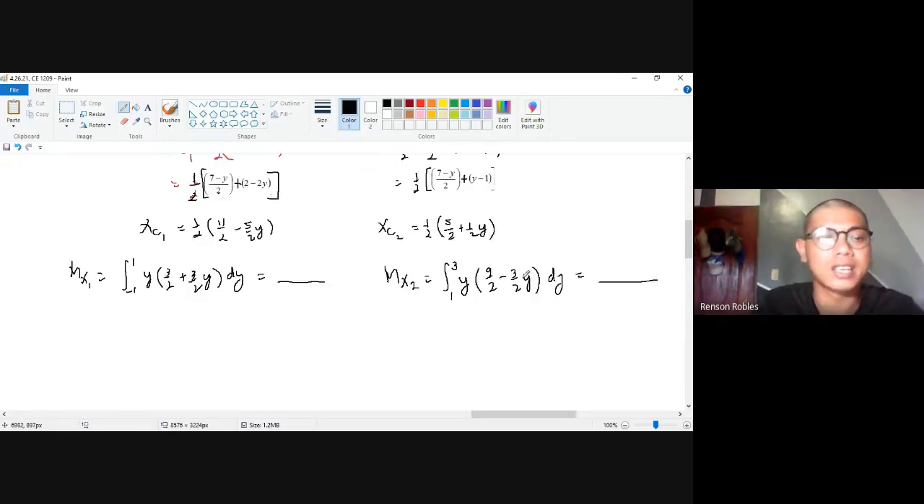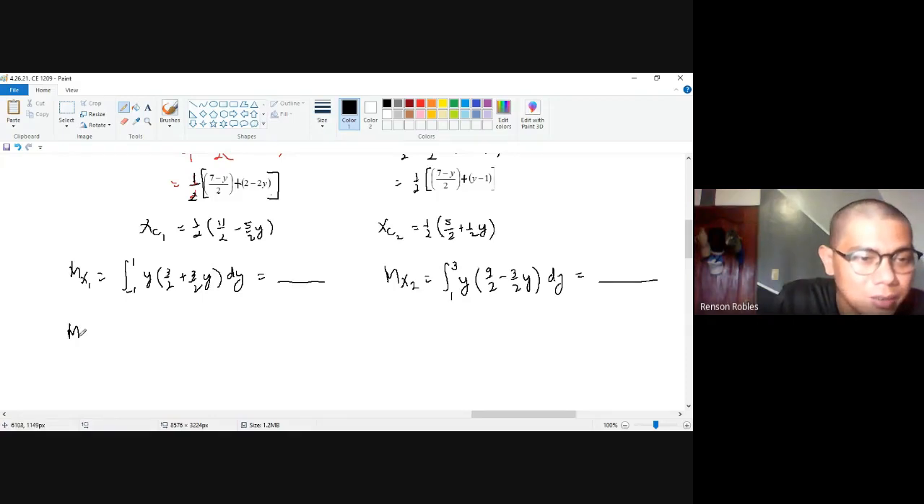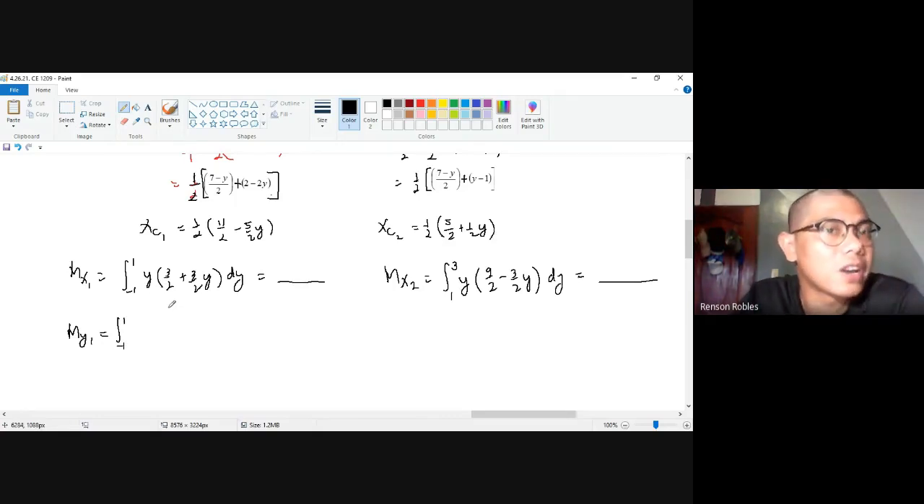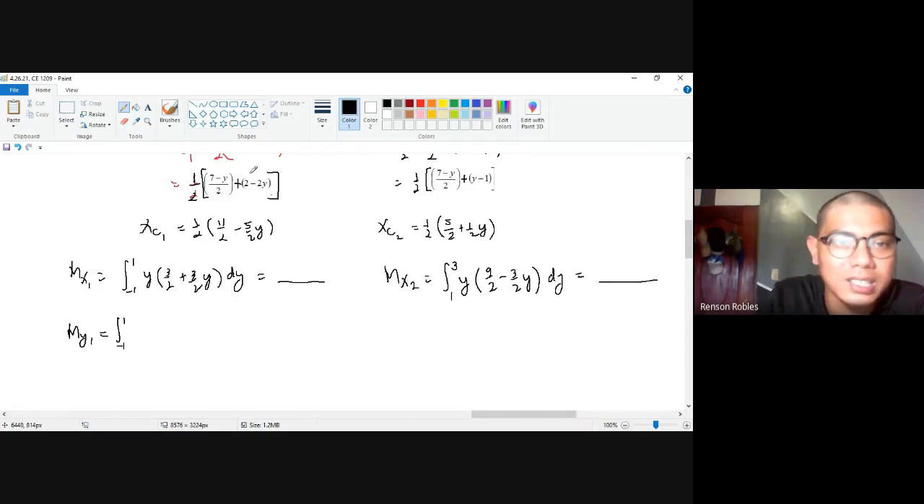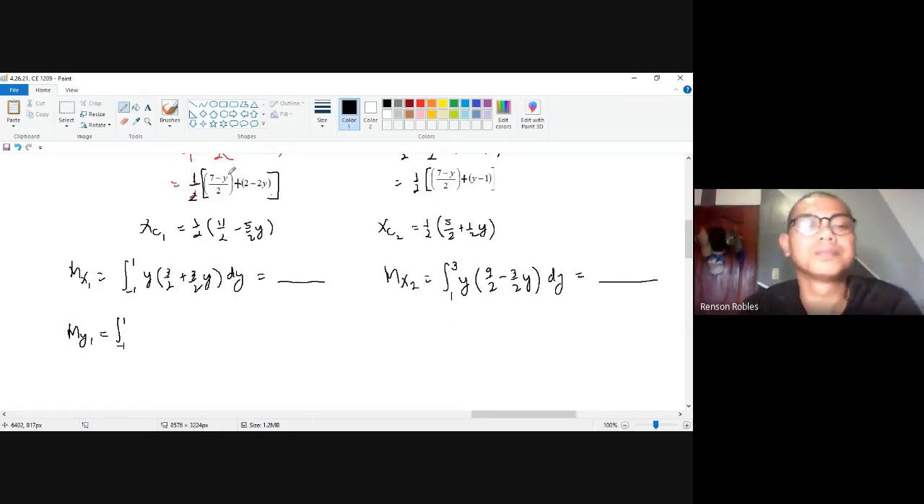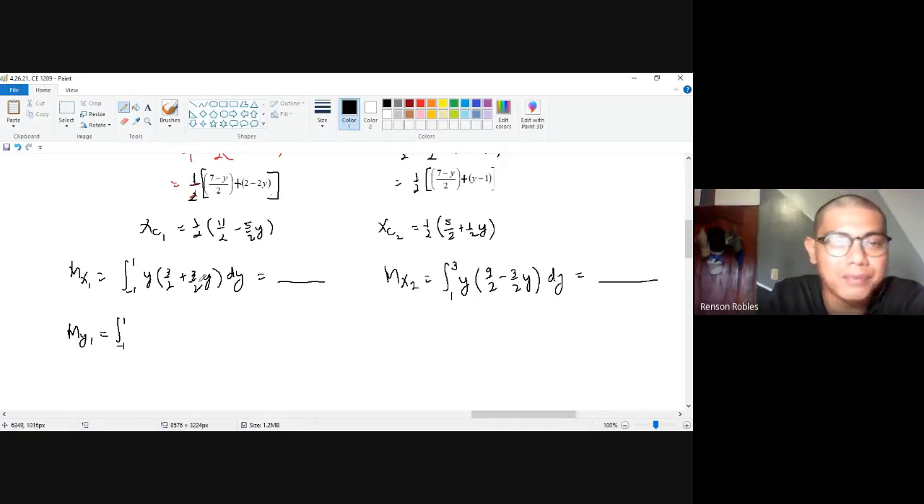Integrate. And then, punta tayo sa moment in y1. Moment in y1, it's the same negative 1 to 1. And moment in y, we are using xc. And xc is plus naman siya dito. Okay? So, we have 1 half times 11 over 2 minus 5 halves y. That is your xc. Then times the area. Ito po yung area. 3 halves plus 3 halves y dy.